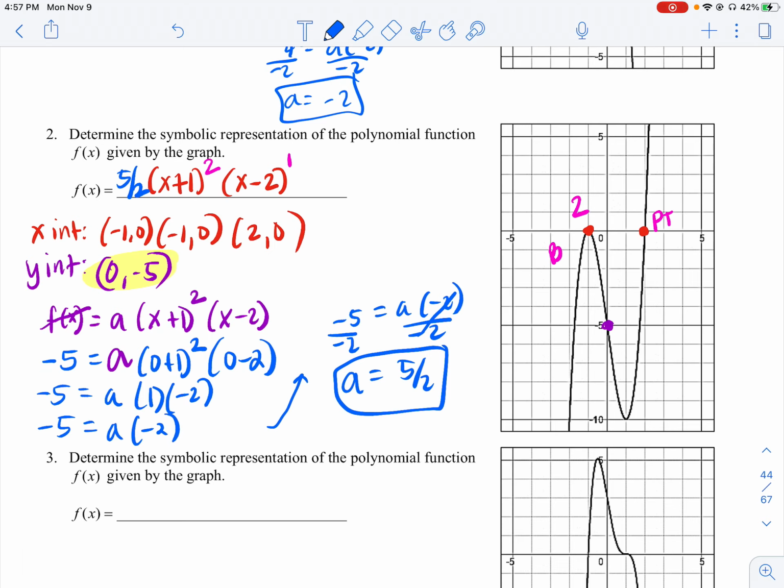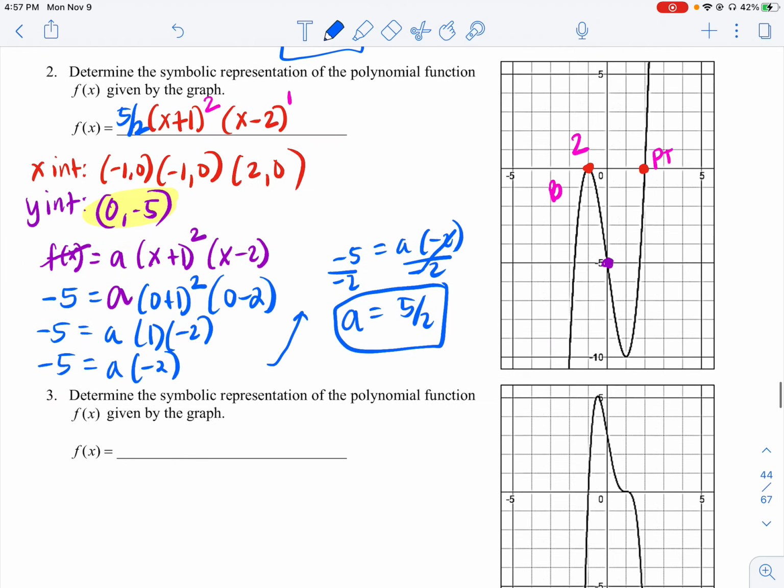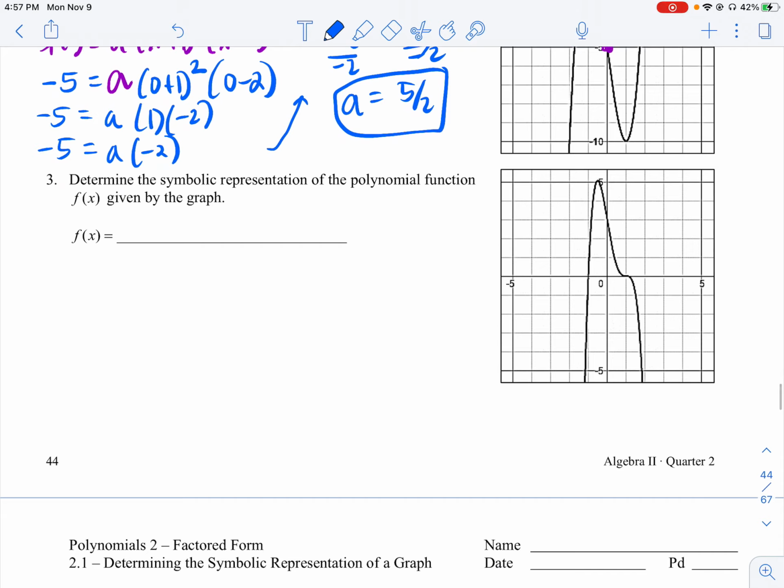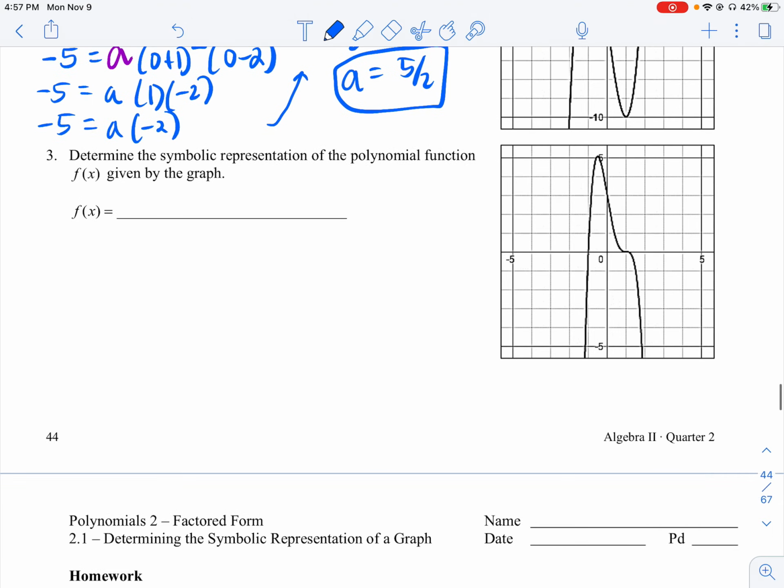So we learned something new today. The bouncing behavior of a polynomial function, meaning that that point was used twice. What happens if the point is used 3 times? Do you think that's possible? Okay, let's see. We don't know yet. Number 3, determine the symbolic representation of the polynomial function f of x given by the graph.